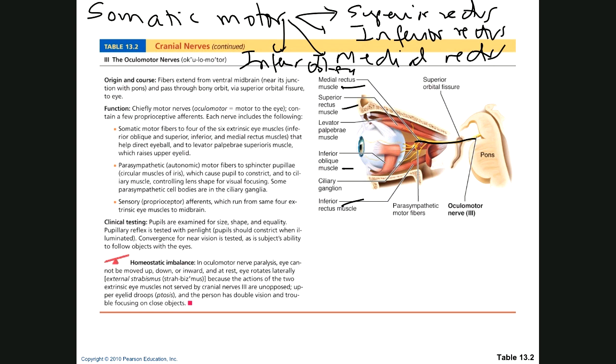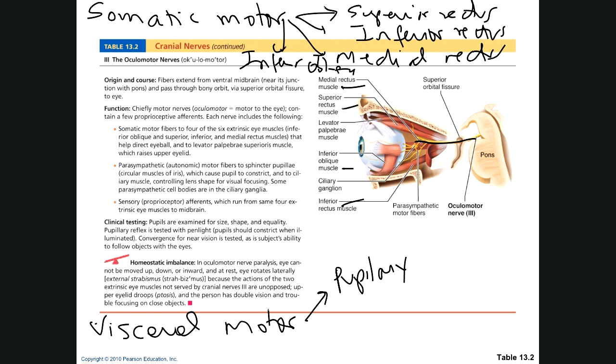It also has a visceral motor function, meaning that it's going to innervate smooth muscles. The nerve is going to pierce the eyeball, go inside the eyeball, and innervate the muscles that control the pupil of the eye. So it's going to innervate the pupillary constrictor muscle, which is going to make the pupils constrict, make them smaller.